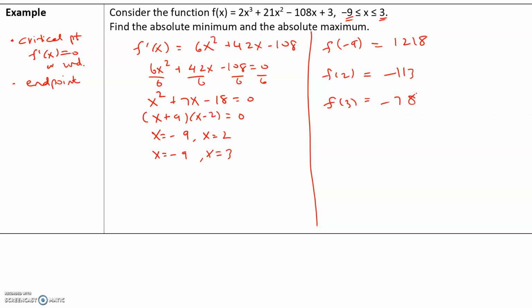-78. So the absolute minimum is the smallest value on the interval, which is negative 113, and it occurs at x equals 2. My absolute maximum is going to be y equals 1218, and it occurs at x equals negative 9.